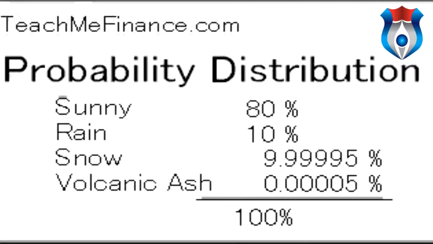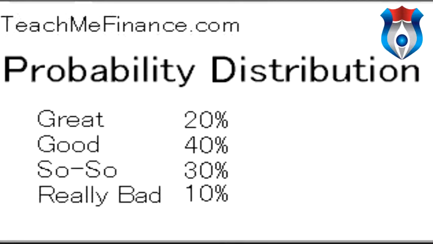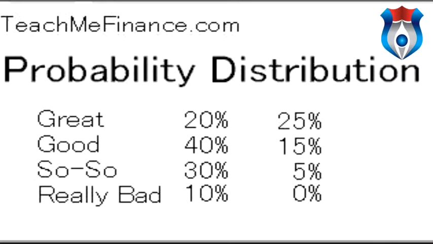Now, instead of the weather, you can make a probability distribution for the economy next year. Let's say that you believe that there's a 20% chance that the economy is going to be great, a 40% chance that it's going to be good, a 30% chance that it's going to be so-so, and a 10% chance that it's going to be really bad. However, saying things like good and great and so-so and really bad isn't really clear. It's better if you can quantify the economic outcome. For example, let's say that if the economy is great, you expect that your business is going to be able to get a 25% return on investment.